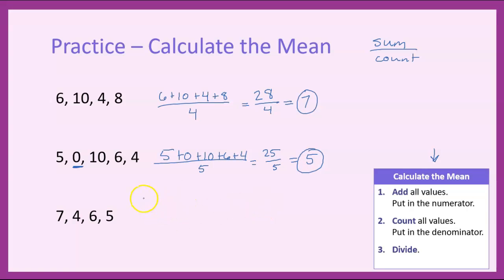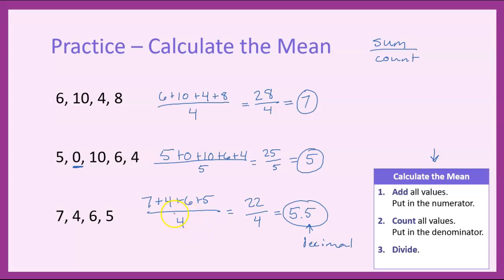Last one on this page, we add these numbers in the numerator and divide by the count. 1, 2, 3, 4 in the bottom. 7 plus 4 is 11, 11 plus 6 is 17, 17 plus 5 is 22. And 22 divided by 4 is 5.5. Notice we got a decimal here, which is totally possible in a mean.